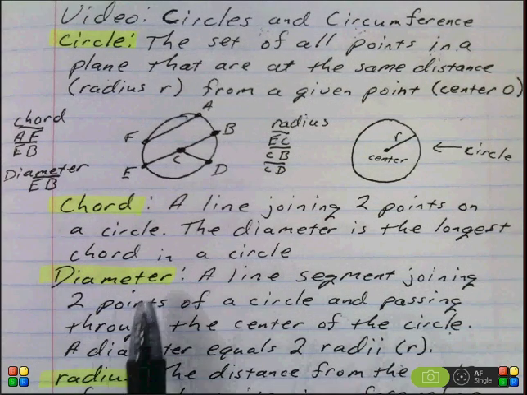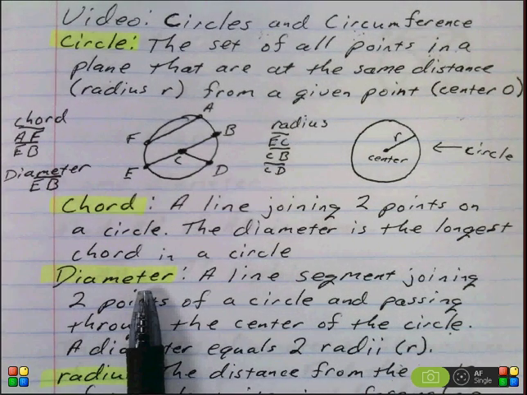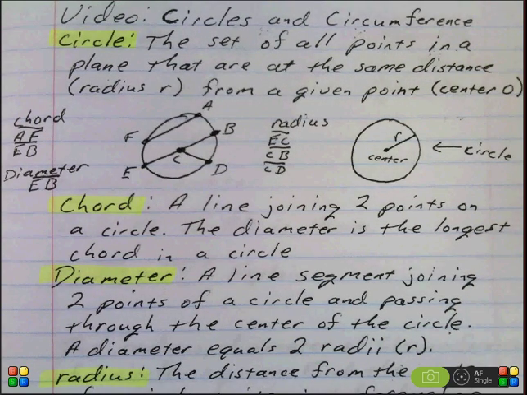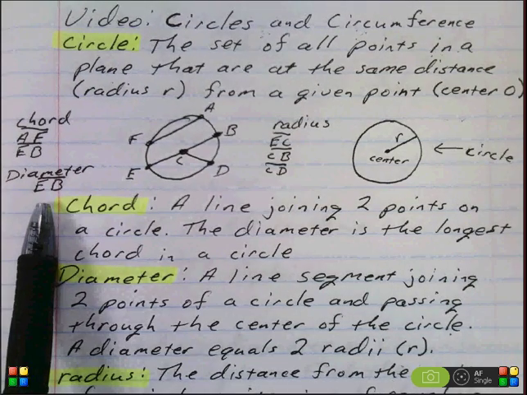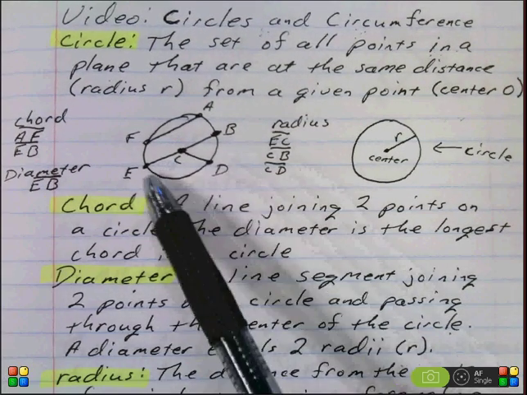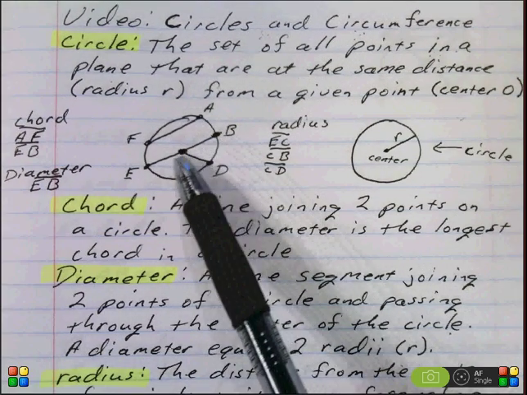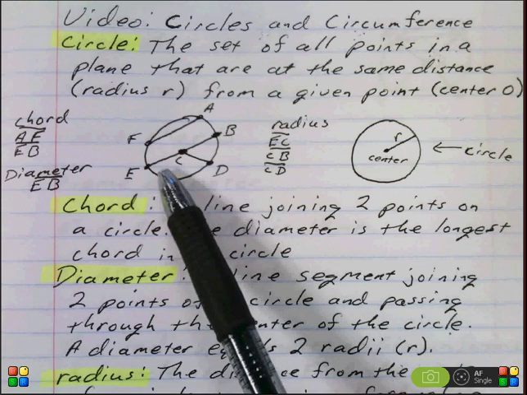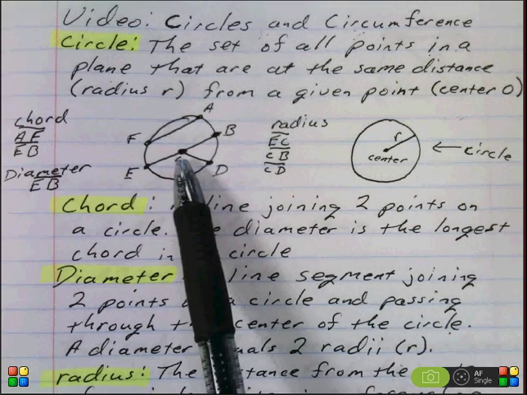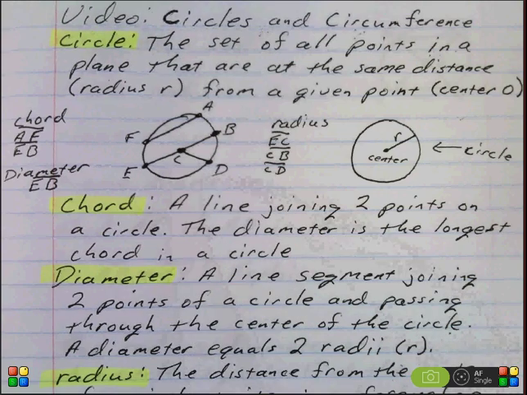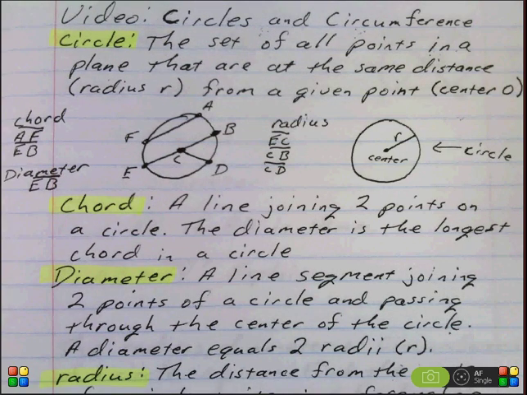And then our next one is diameter. A diameter is a line segment joining 2 points on a circle and passing through the center of the circle. The diameter is equal to 2 radii. So then we can see here our diameter is EB, which was one of our chords. We said it's the longest chord. It passes through 2 points and the center. Okay? And it consists of 2 radii.